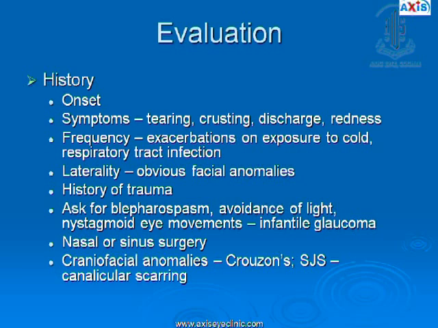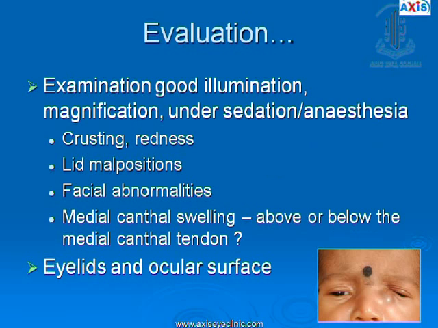Always look out for other problems like infantile glaucoma. So you look for problems and ask for blepharospasm, avoidance of light, nystagmoid eye movements. Ask for a history of nasal or sinus surgery, and also ask for craniofacial anomalies like Crouzon's or Stevens-Johnson syndrome, which can cause canalicular scarring.